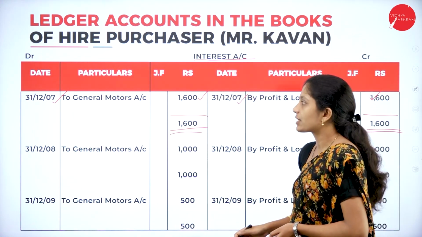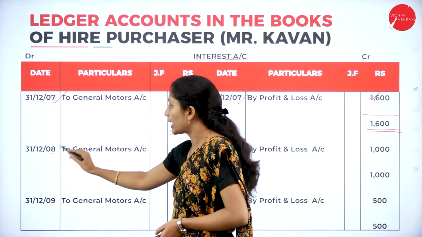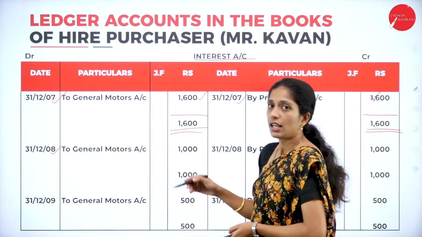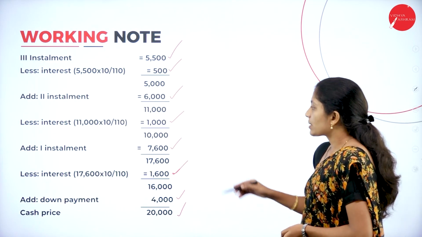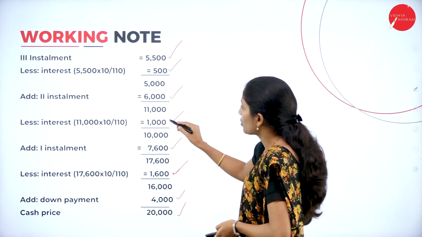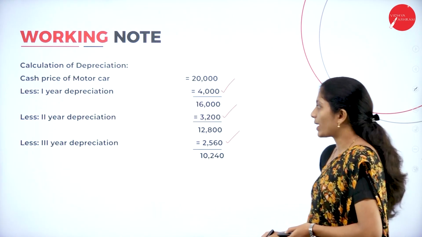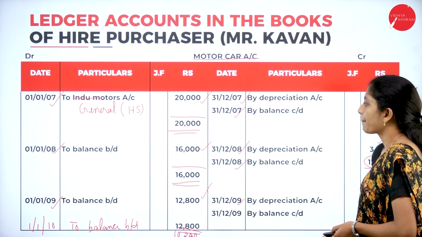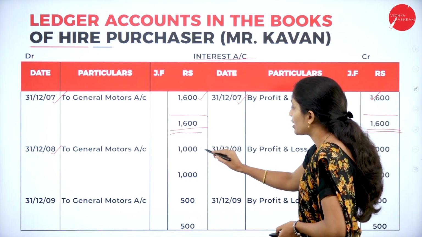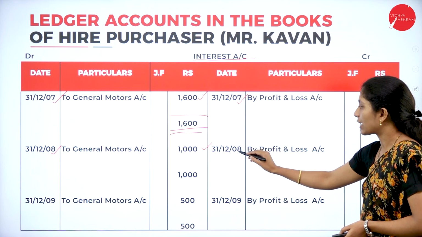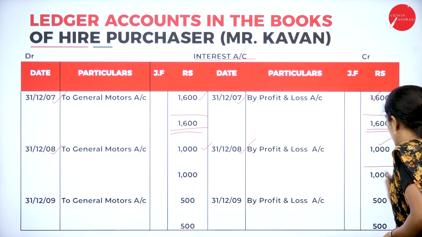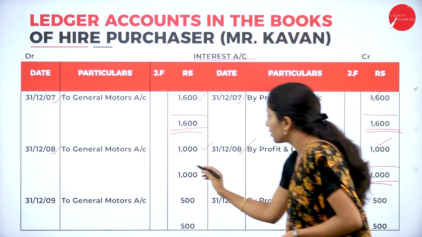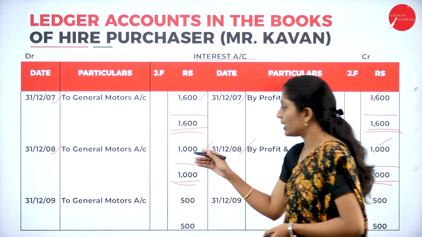Now coming to the next year. In the same way, 31st-12-08, to General Motors account. What is your second year interest? So second year interest is how much? That is 1,000. So write this 1,000 and transfer this 1,000 to profit and loss account. That is end of 2008, by profit and loss account 1,000. So your total of debit and credit side will be equal.